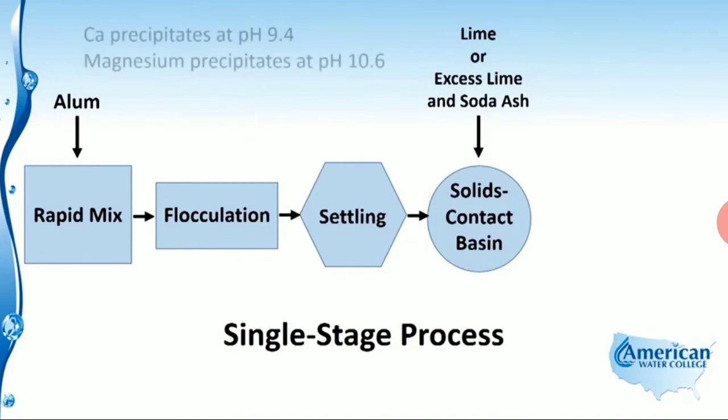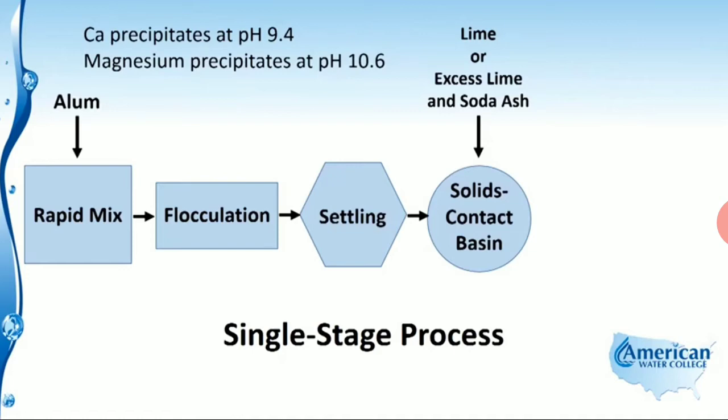Well, calcium begins to precipitate out at a pH of 9.4. And if our hardness is primarily due to calcium hardness, we might just add lime and raise the pH to 9.4 in the solids contact basin, and that will provide the softening for us. But if we have a considerable amount of magnesium, say greater than 40 milligrams per liter, we might use the excess lime and soda ash method, in which case we'll raise the pH to 10.6.